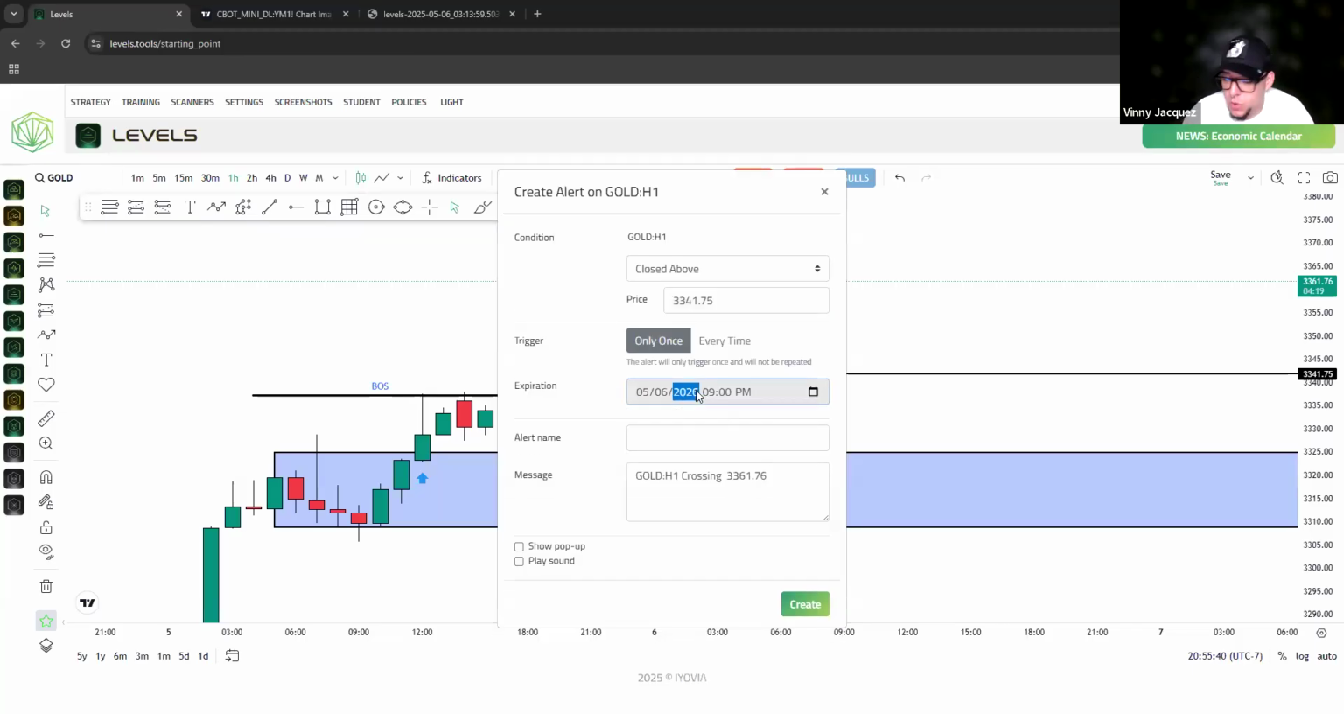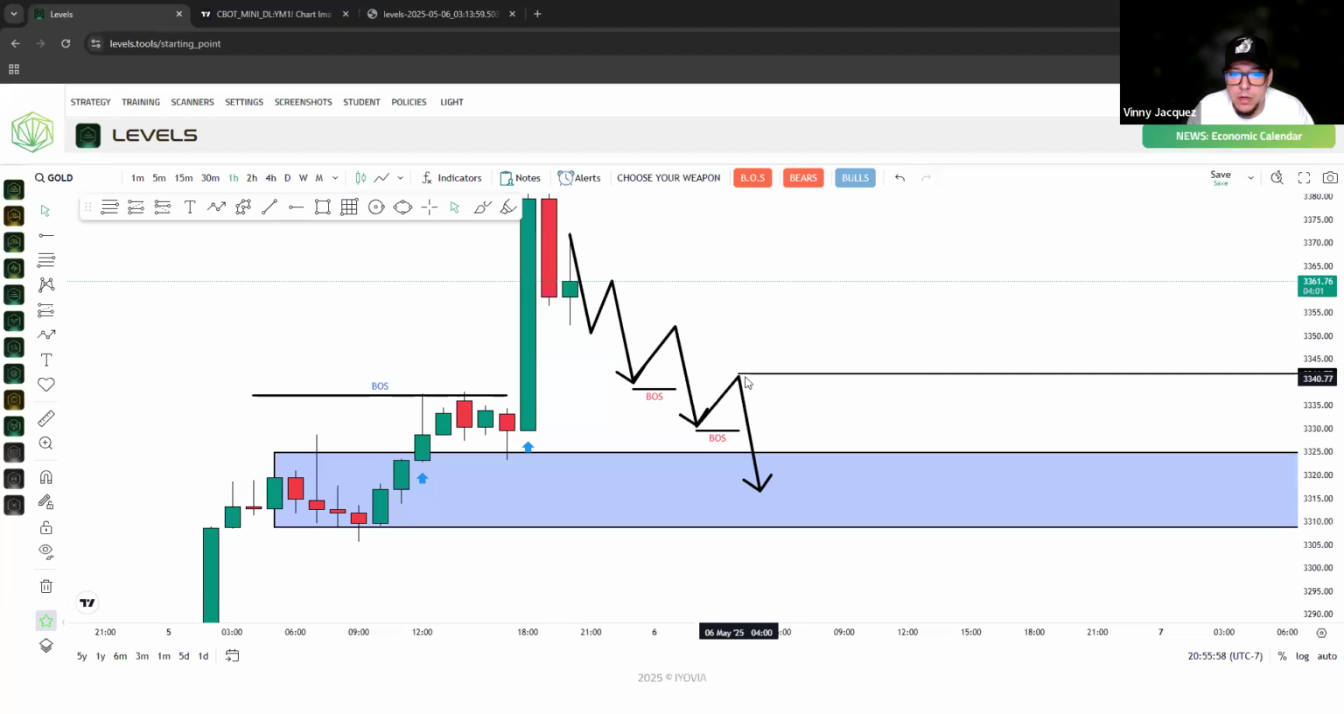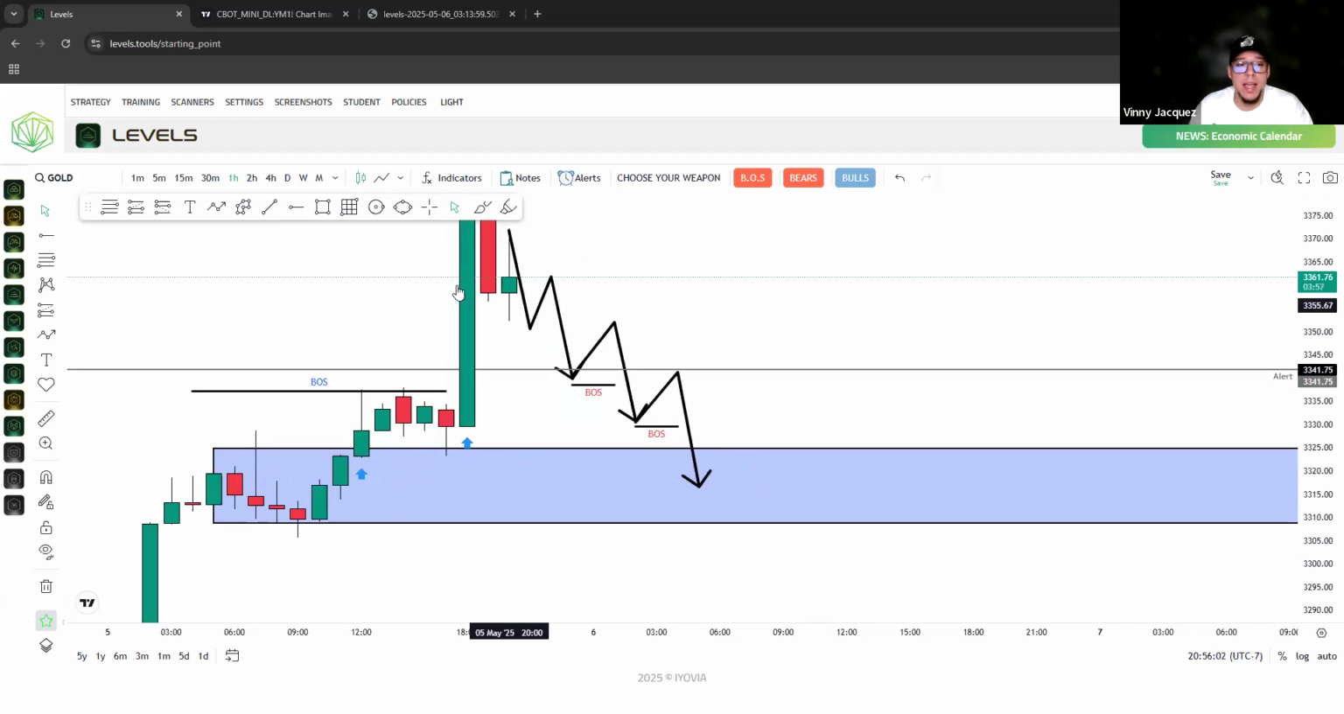Not 2016, 2026. Gold buy opportunity. Buy. Show pop up, play sound. 334175, 334175. Now once I press this, we should have an alert. Boom. Perfect. So again, guys, this is a crossing above or closed above alert.